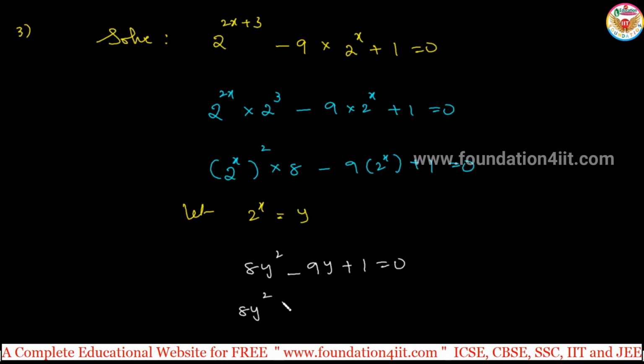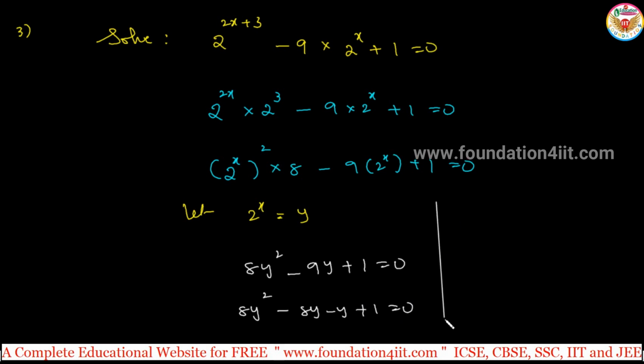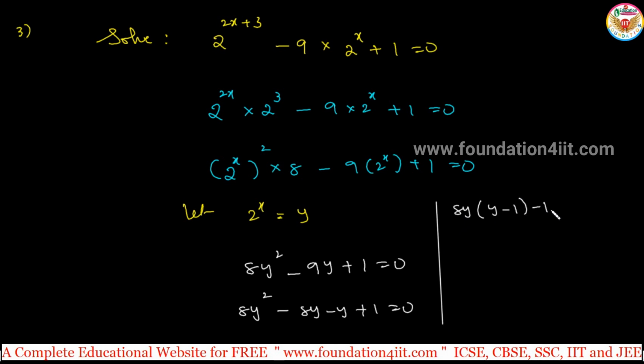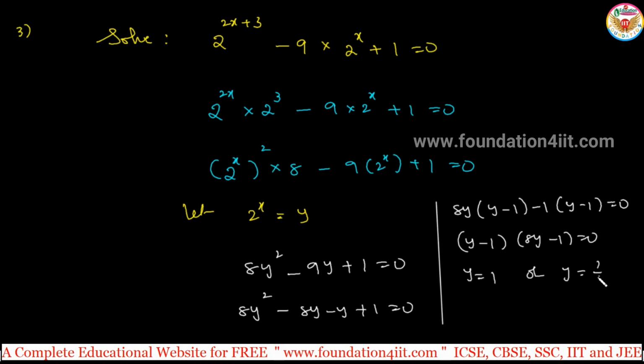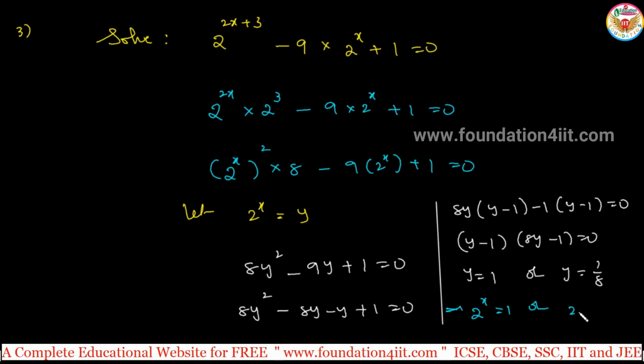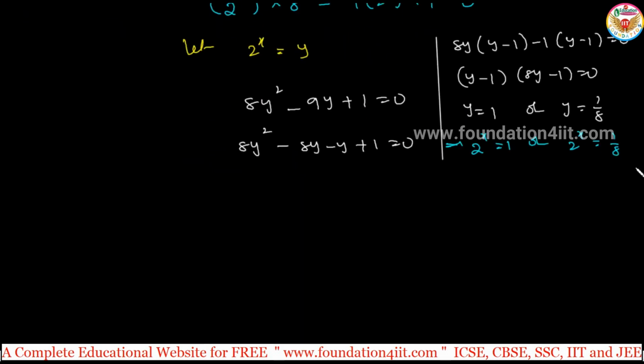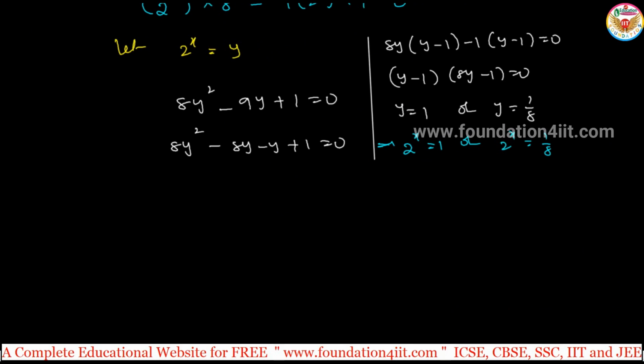So factorization: 8y square, split the middle term, minus 8y minus y plus 1 is equal to 0. Take 8y common, y minus 1, and minus 1 common, y minus 1 is equal to 0. Finally you'll get y minus 1 into 8y minus 1 is equal to 0. So y is equal to 1 or y is equal to 1 by 8. But y is nothing but 2 power x. Therefore 2 to the power x is equal to 1 or 2 to the power x is equal to 1 by 8. You can solve from both.